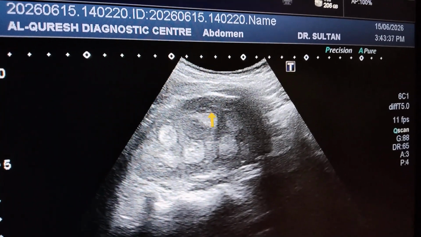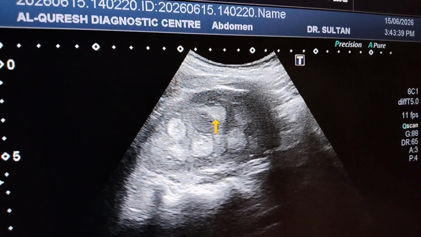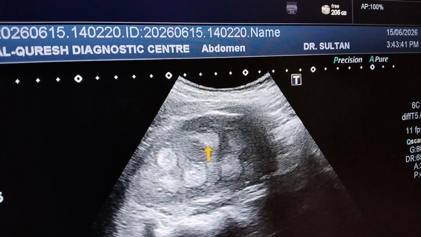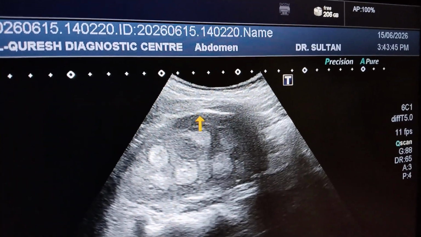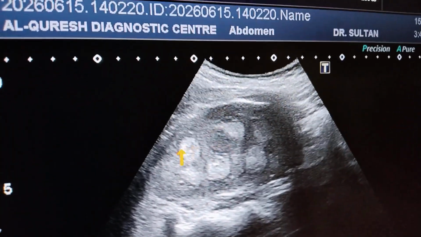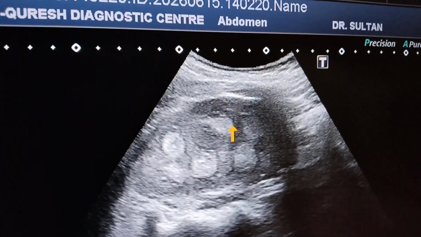So the pyramids should be hypoechoic, darker than the cortex. But here we can appreciate they are diffusely hyperechoic, echogenic.